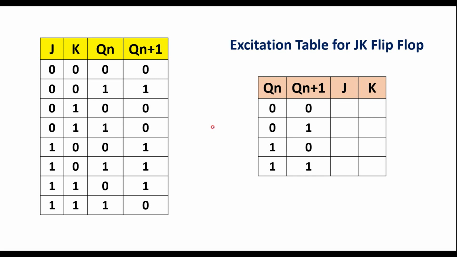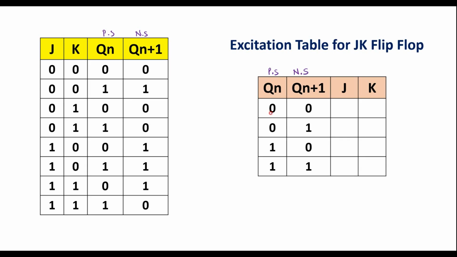Now let me explain the excitation table for JK flip-flop. Now let me derive excitation table for JK flip-flop from JK truth table. This is the truth table. Here same Qn is present state, Qn plus 1 is next state. Here Qn is present state and this is next state.